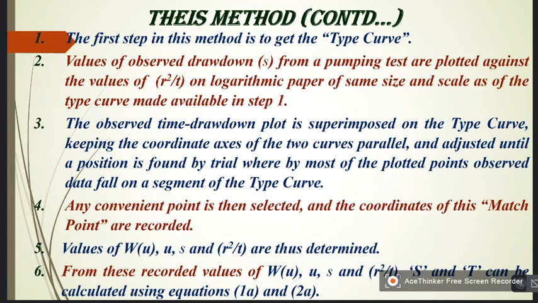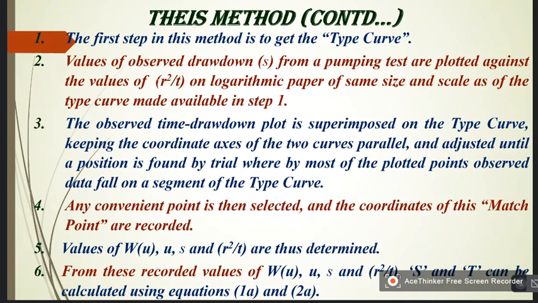Now what you do is, you shift your type curve in such a way that most of the plotted points, the observed data, fall on any one segment of the type curve. So the type curve and your data curve need not coincide fully, but to the maximum possible extent they should match. They should coincide. Then you take any convenient point, and that point is called a match point.